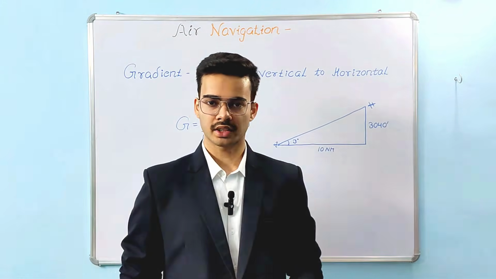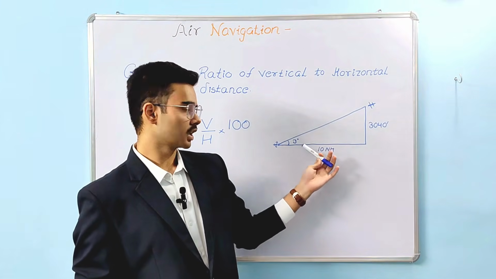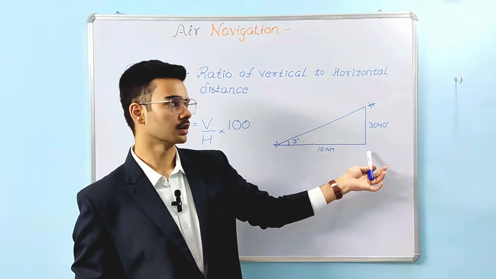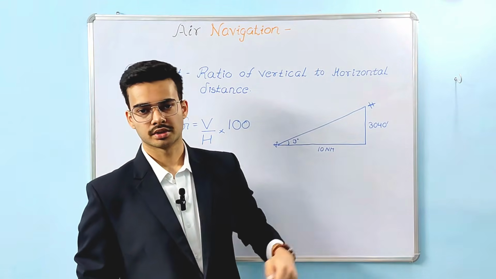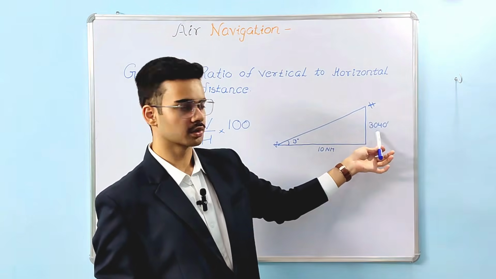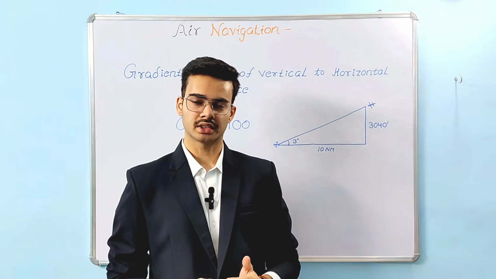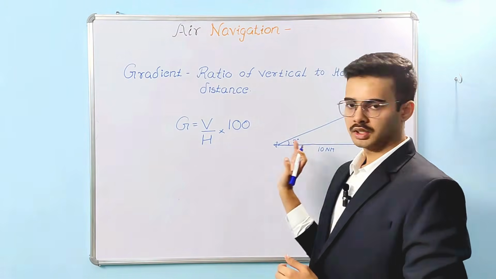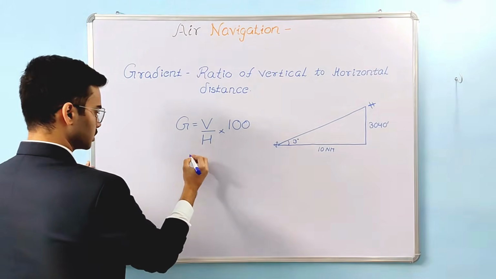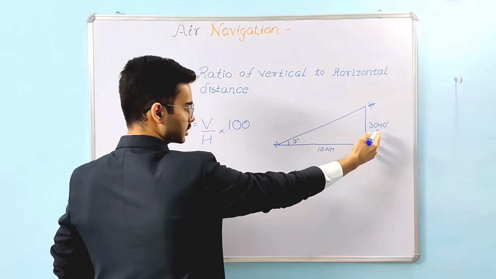Let's quickly take an example. We saw earlier in the beginning of the video that if we are following a 3-degree glide path, we are 10 nautical miles away from the VOR. What is our altitude? So at that time, using theta equals S by R into 60, we found 3040 feet. But what if we were supposed to calculate the gradient? Let's put this value in this formula and calculate the gradient. So this time gradient equals vertical distance, 3040 feet.